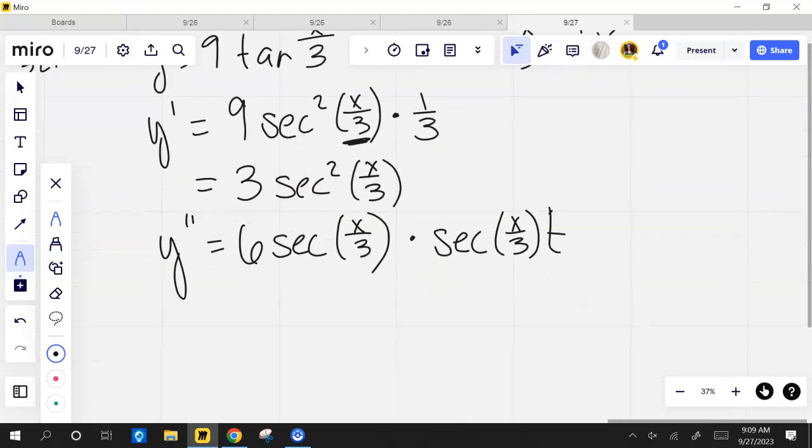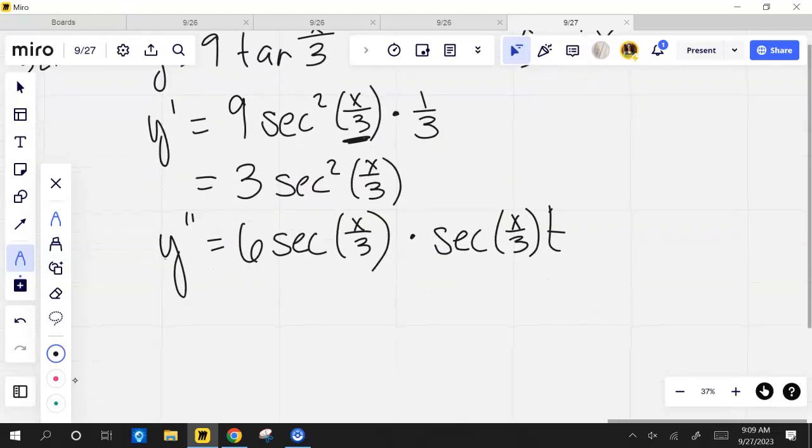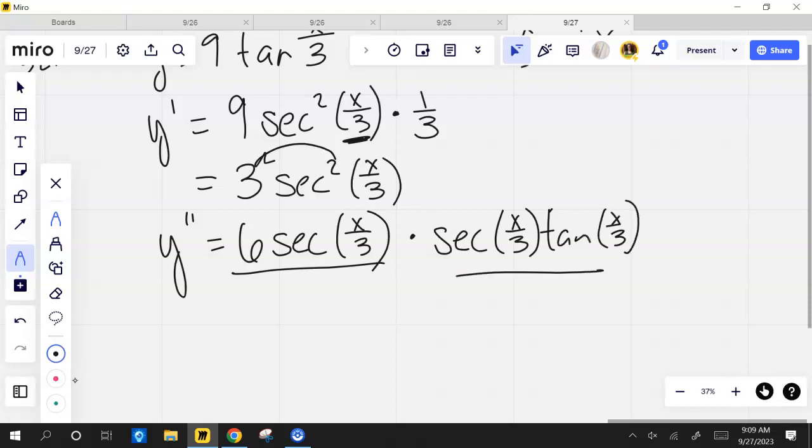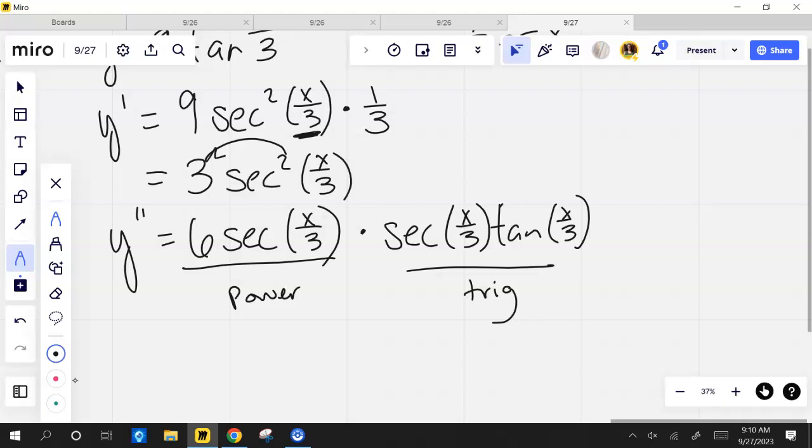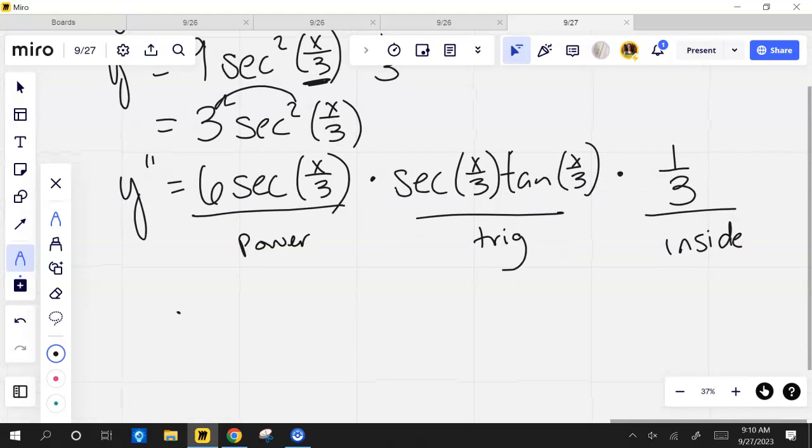Right, so now let's see, where were we at? Derivatives. All right, so I did power. That's it. Now I'm doing trig, which is secant x tangent x. So this is power, trig, and now I need to do the derivative of what was inside the parentheses. So what's the derivative of x over 3? 1/3. So this looks like 2 secant squared tangent.